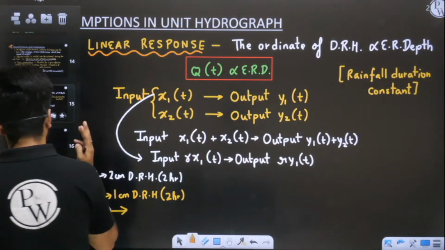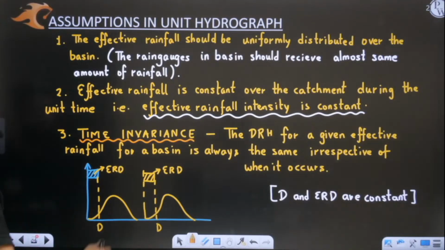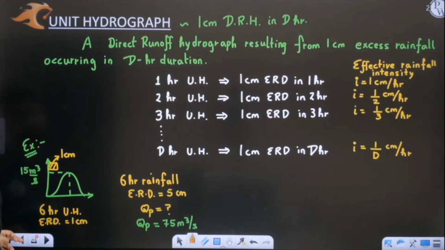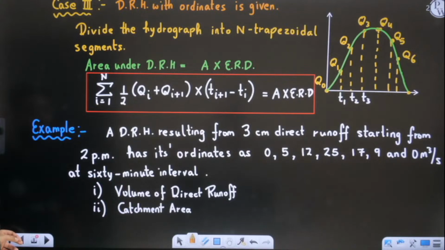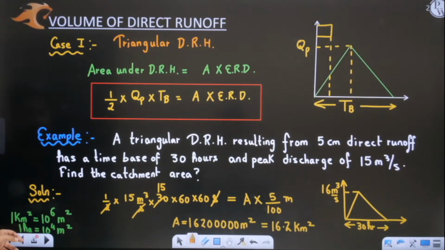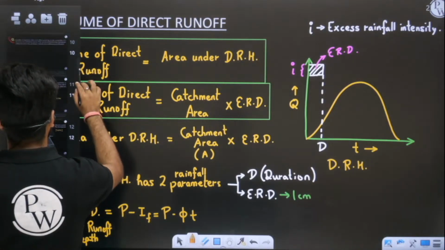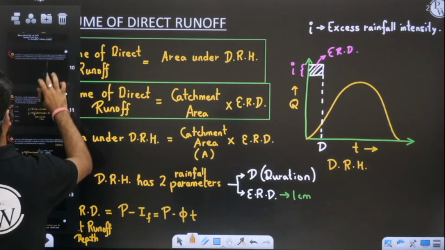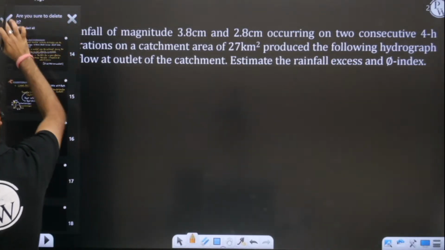Tomorrow's class will be based on all these assumptions only. So in today's class, basically we have discussed the assumptions. We have discussed what is linear response, time invariance, effective rainfall intensity should be uniform, all these things should be uniform. Then we discussed the unit hydrograph, and we have solved the basic concept of how to find the area under the DRH, that is the volume of direct runoff. We have discussed this concept today mainly. So I hope everything is very clear to you. With this we are going to end today's session.